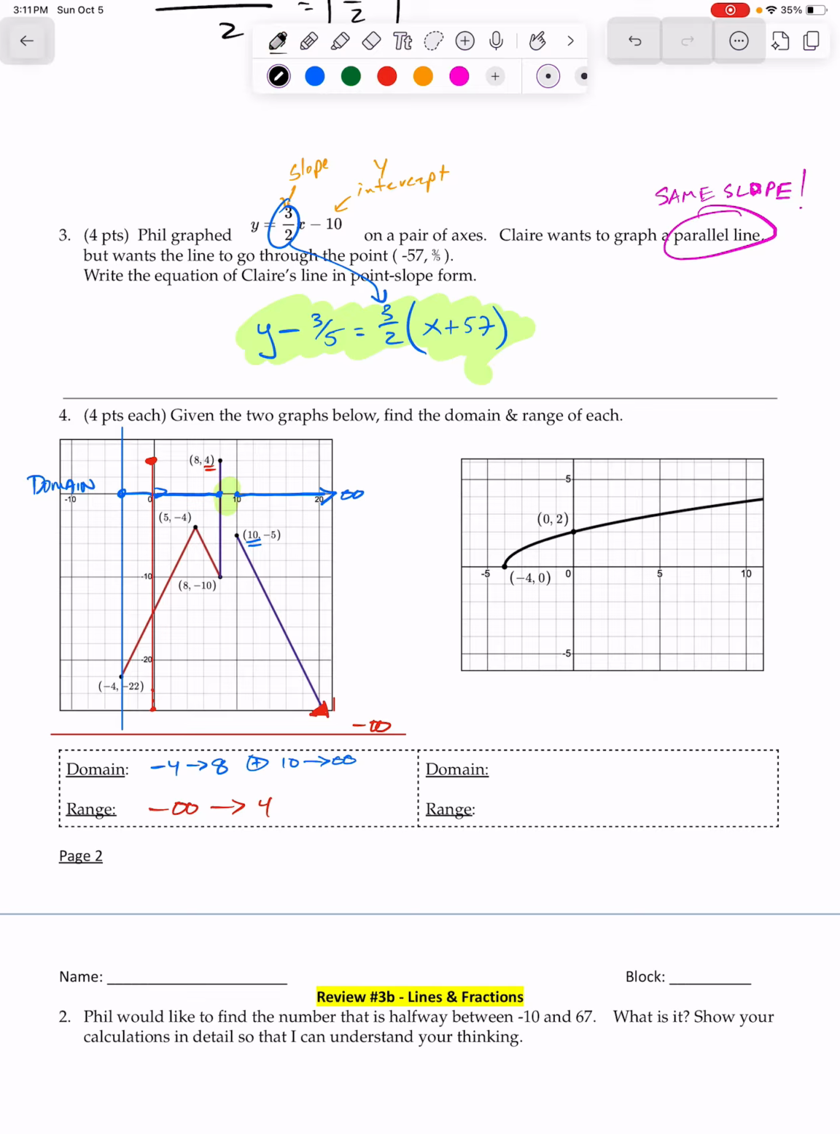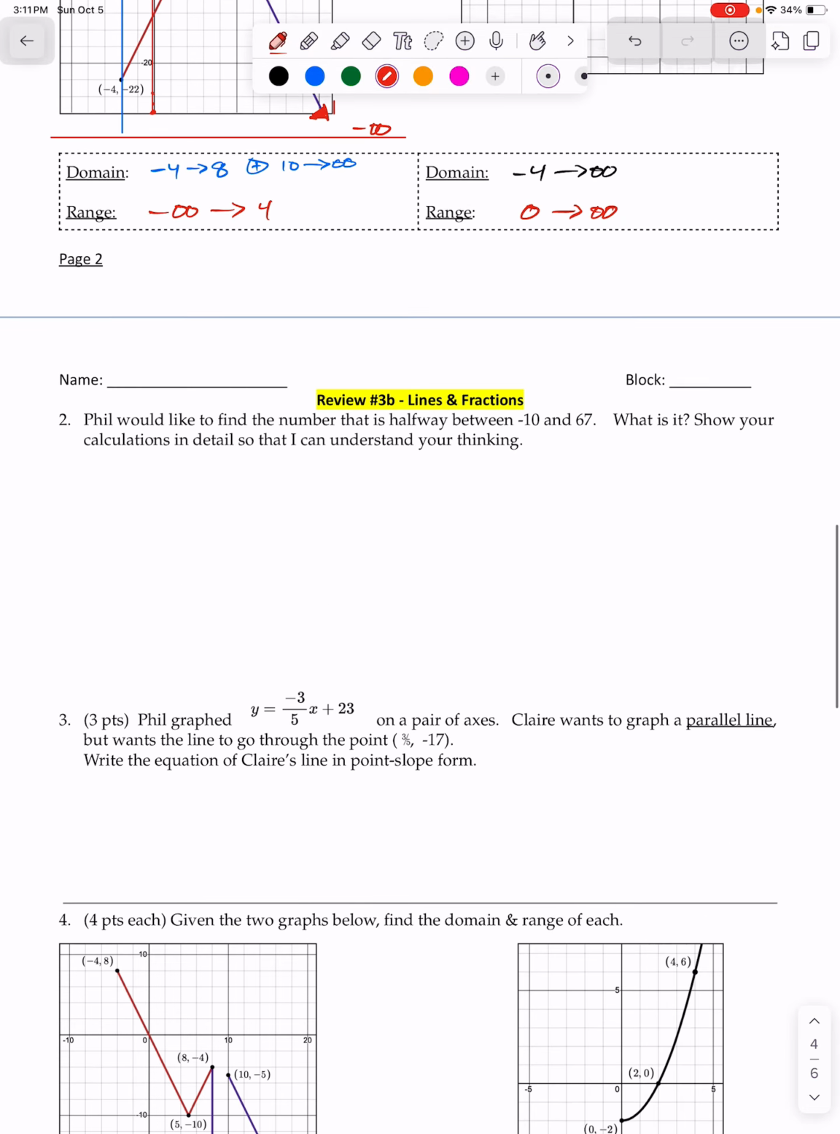I think the domain and range for the next one are much easier. The domain is from 0 to infinity, and the range, oh, yeah, I say that and then I screw it up. The domain is from -4 to infinity, because I'm starting here at -4. And my range starts here at 0 and goes up to positive infinity. So 0 to infinity. Okay.